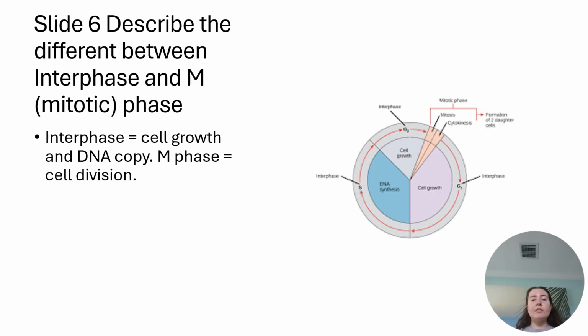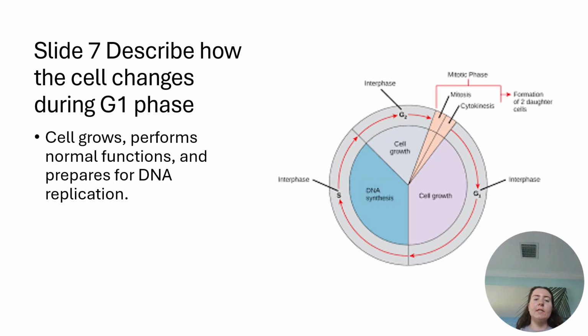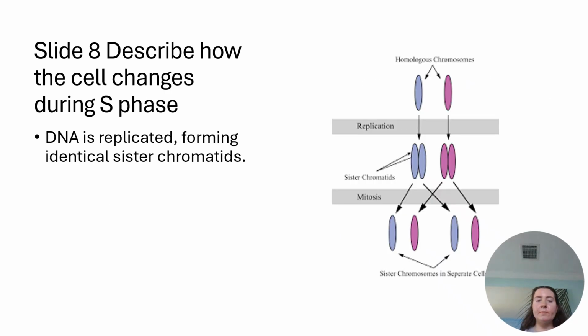6. Describe the difference between interphase and the mitotic phase. Interphase equals cell growth and DNA copy. M phase equals cell division. 7. Describe how the cell changes during G1 phase. Cell grows, performs normal functions, prepares for DNA replication. So you can see all those right over there.